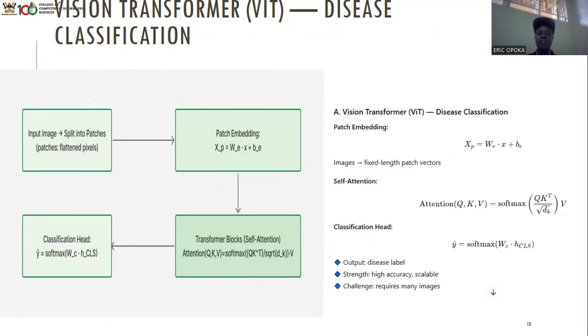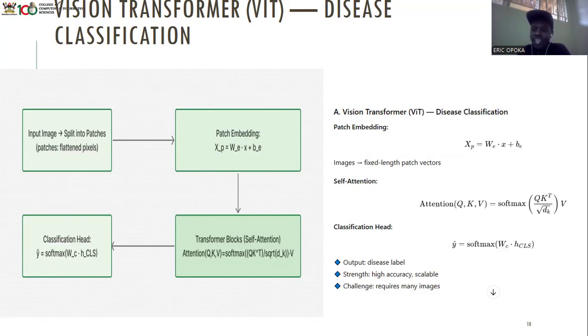Moving on, we are going into the specific models we use and explaining the mathematical models. The first is the vision transformer. The vision transformer uses what we call splitting images into patches. The whole image is split into patches, from which we get the patch embedding, which is the mathematical model used in this case. The patch embedding, we get it in this way.